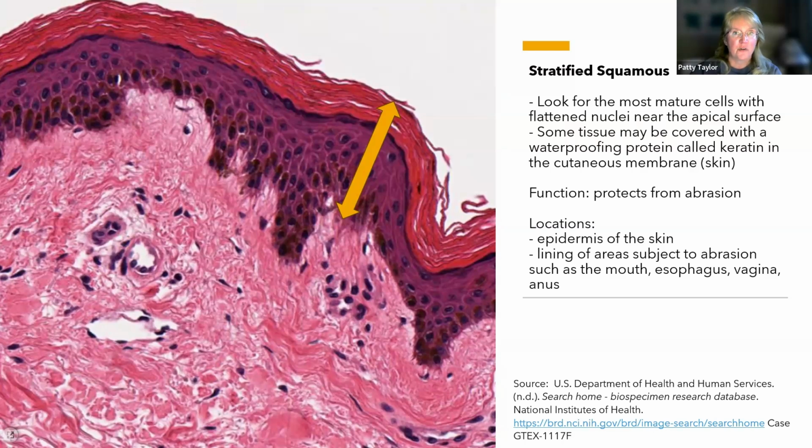We find this tissue in areas where there's abrasion because the multiple layers help protect us from that abrasion. So epidermis of the skin, the outer thinner portion, and inside our bodies, lining entries and exits. So the mouth, the anus, for a female the vagina, these areas are going to have a lining of epithelial that is stratified in nature.